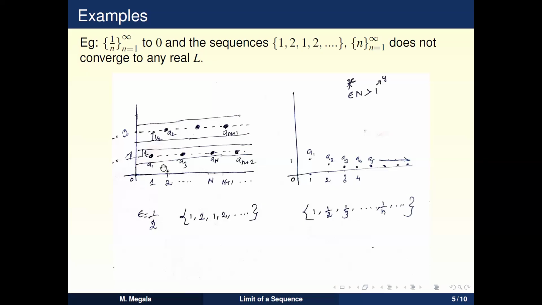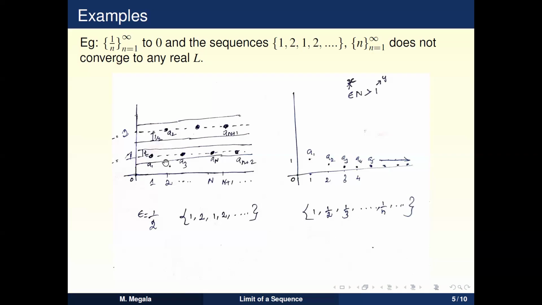Now we'll see this example. What is this 1 2 1 2 sequence? In every odd entry, it is 1, and in every even position, it is 2. It is mapping like that. The sequence entries are like this. Now we are saying it does not converge to any real number.